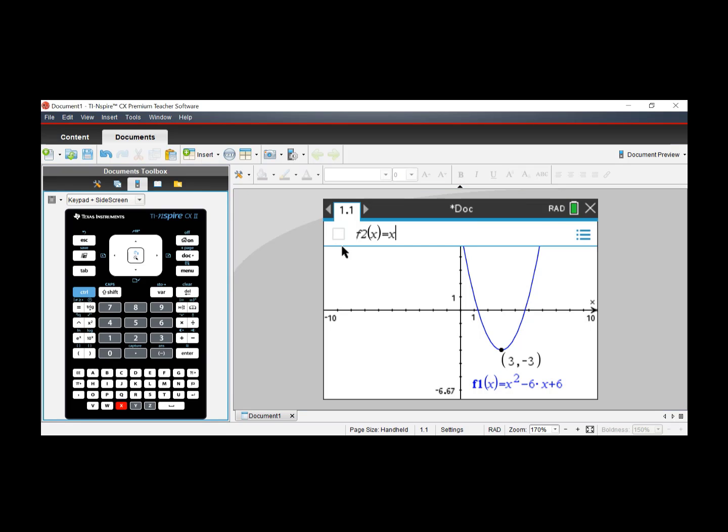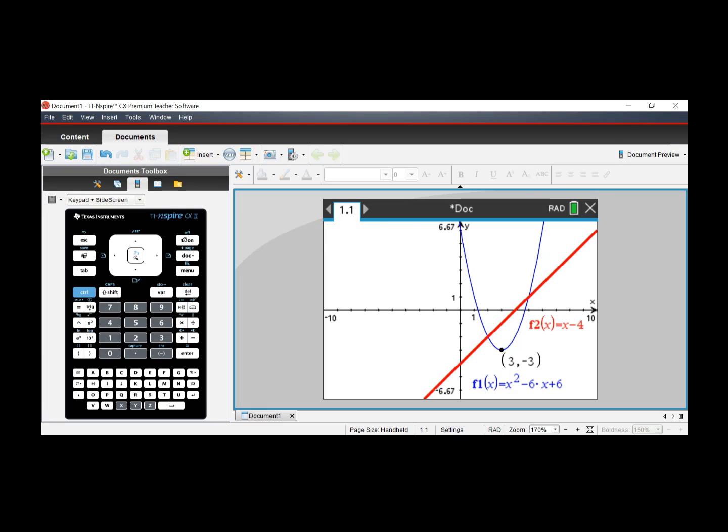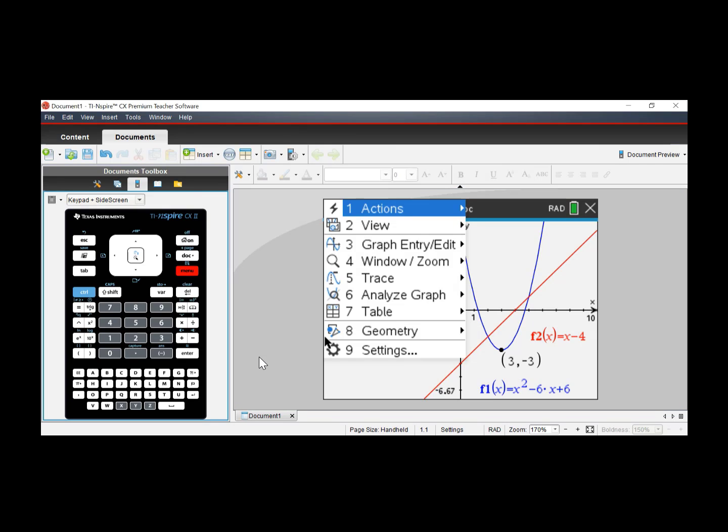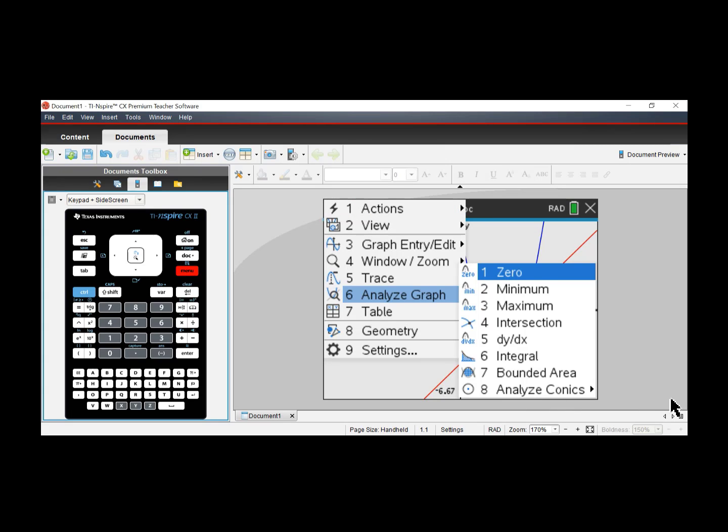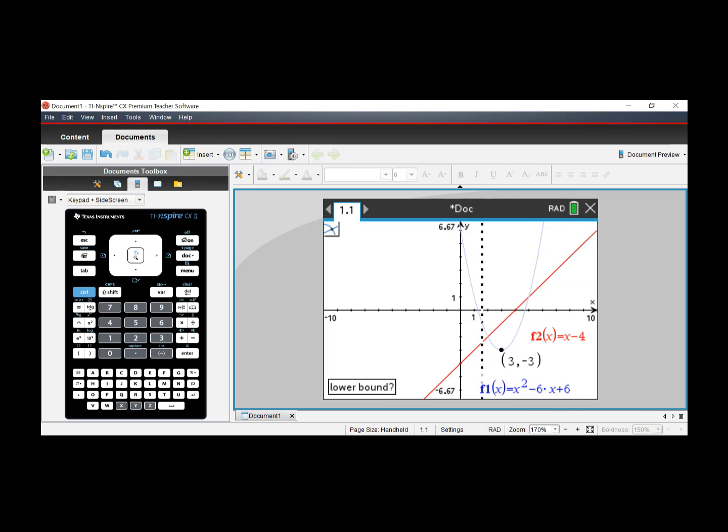Now we can type in x minus 4 and hit enter. Now there are two ways to find these points of intersection. The first way, and a lot of teachers will show you this way: menu, analyze graph, intersection. And you go to the left of where they intersect and to the right, and it gives you the one point of intersection that was right there. Now the catch here is you have to do the whole thing all over again just to find this other point. It's not a problem. You can do it. It's easy enough.